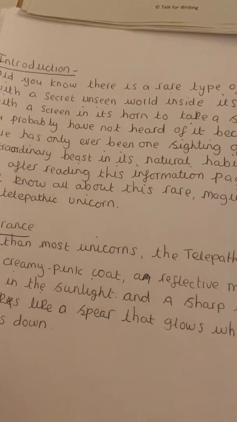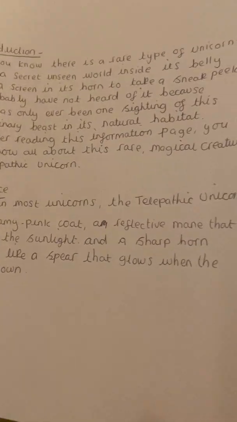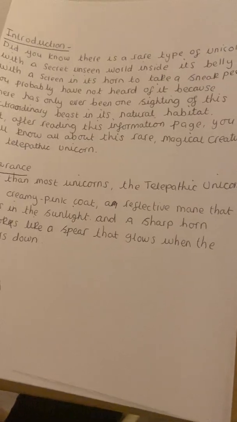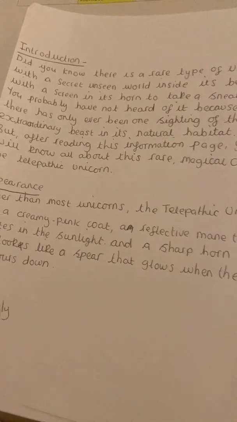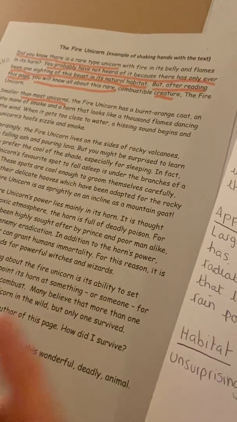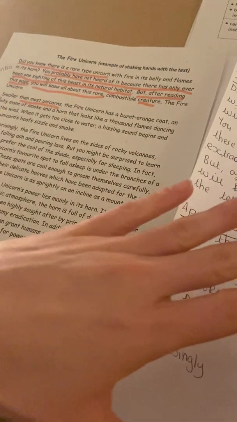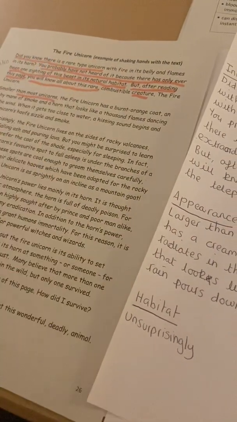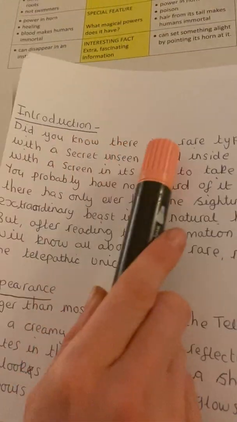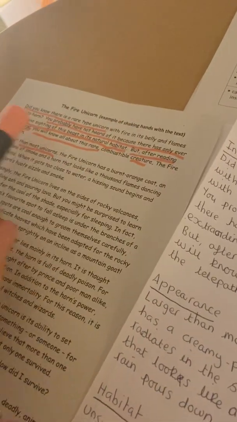The introduction. So I have really closely followed their copy. I've only made a few changes. It's up to you how you do it, but you can rely on this one. We're using it to help us, okay? So the bits I've underlined in pink are the ones I've magpied, okay? I've stolen it and put it in my own writing. Did you know there is a rare type of unicorn? Here's mine. Did you know there is a rare type of unicorn? Theirs is with fire in its belly and flames in its horn.